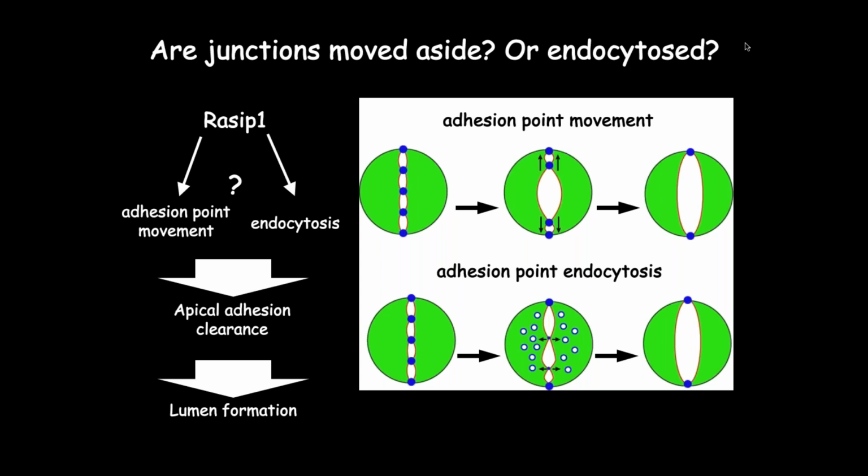Either the junctions could simply be moved out of the way, or they could be taken up. We know the junctions are not static on the apical membrane. They are constantly recycled, put on the surface and taken back in, a constant treadmilling at the cell surface. So maybe it was a disruption of that process, and maybe endocytosis was necessary for the removal of those junctions. And so he decided to ask that question.